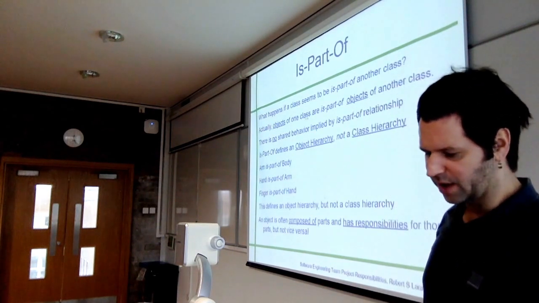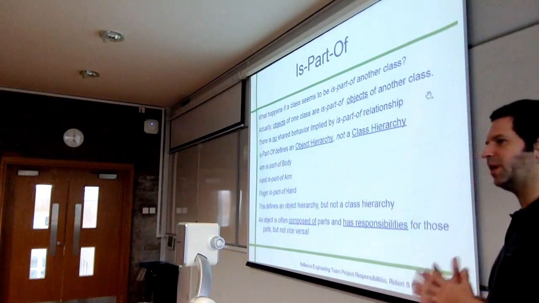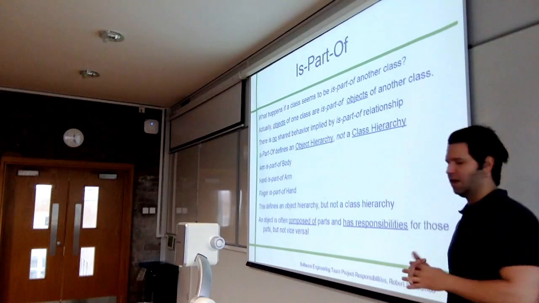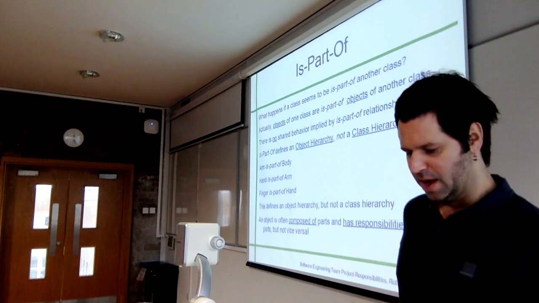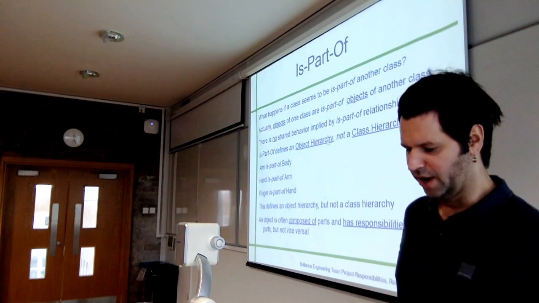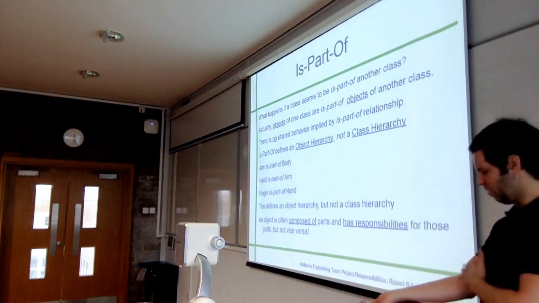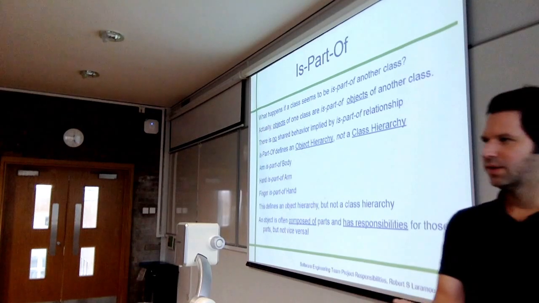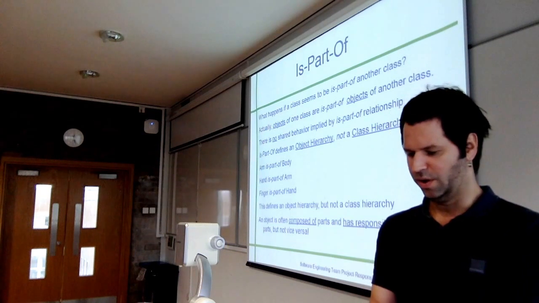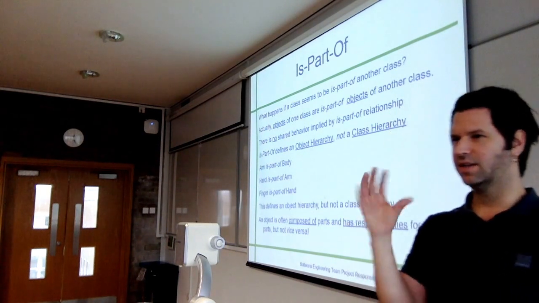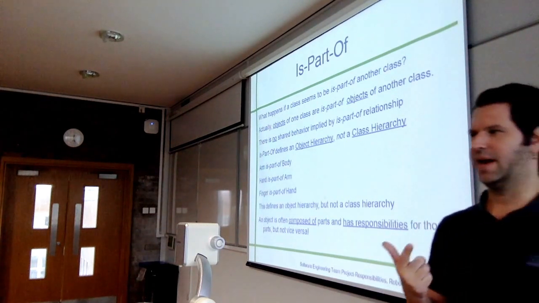Objects of one class is part of objects of another class, and there is no shared behavior necessarily implied by the is part of relationship. Is part of defines an object hierarchy, not a class hierarchy. So my arm is a part of my body, right? That's a composite relationship, or is part of relationship. My hand is a part of my arm. My finger is a part of my hand.